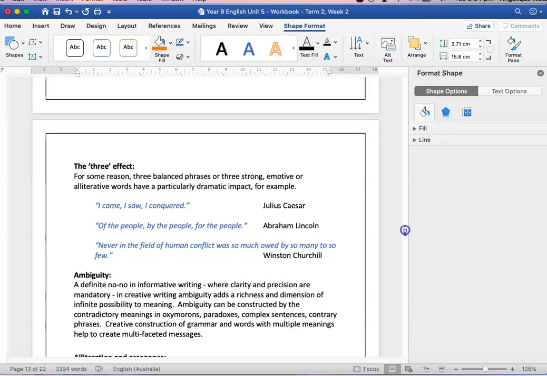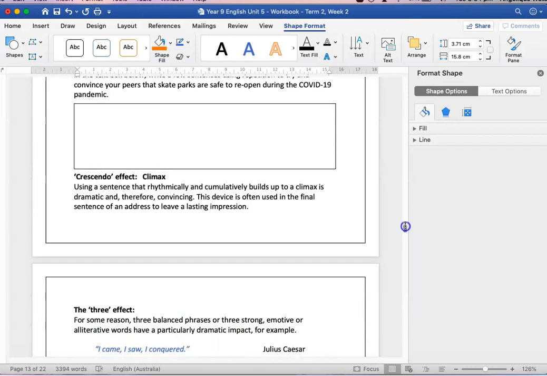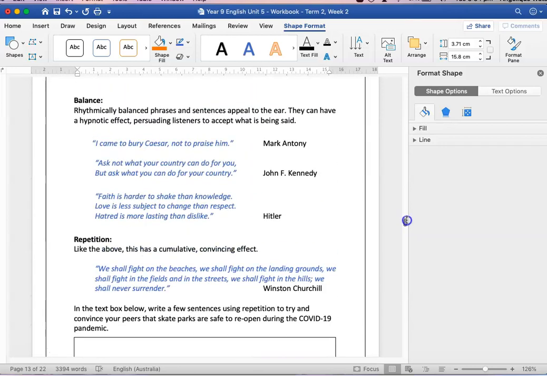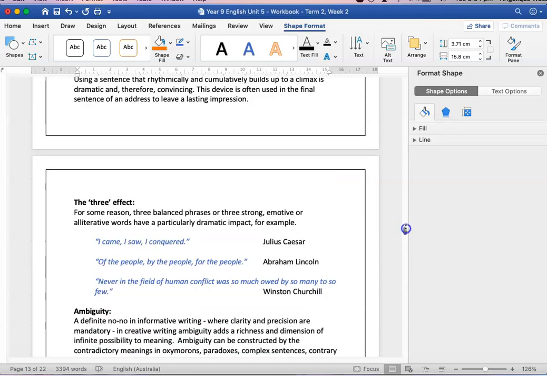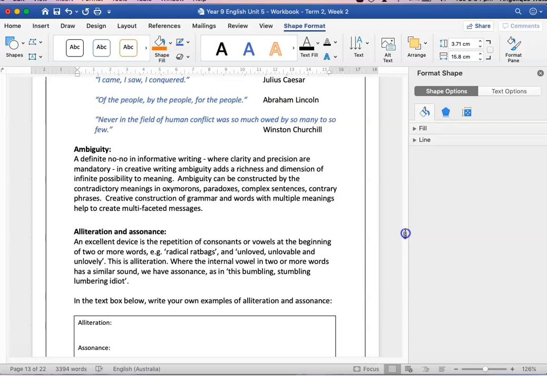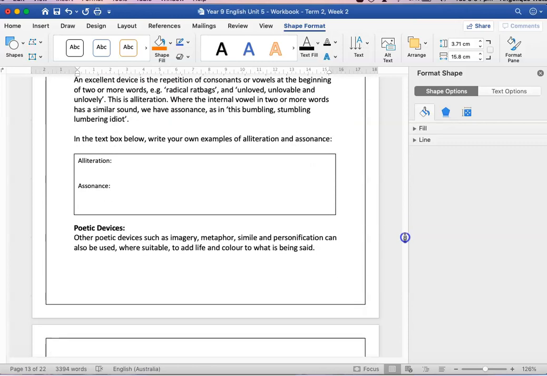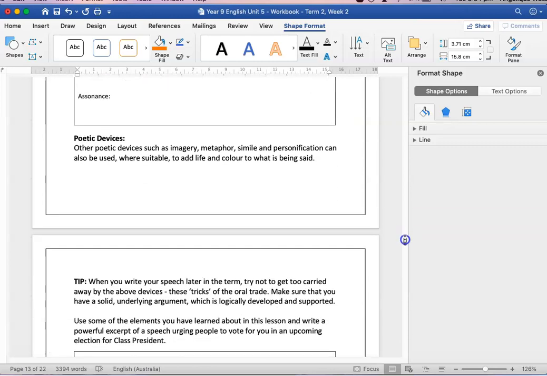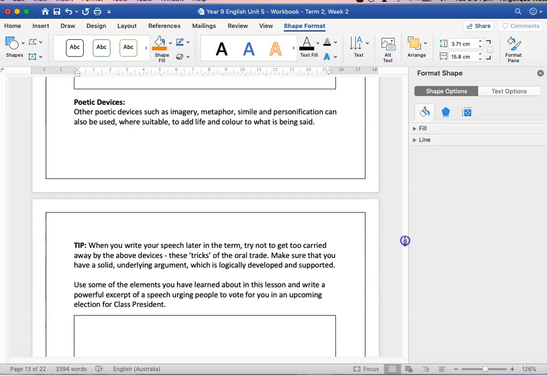Okay, I might just try and have a look for an example of the crescendo, the climax, and the ambiguity for you. And I'll post that to the lesson a little bit later today.